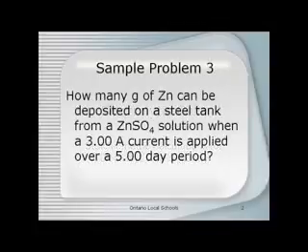Let's look at a sample problem where we're going to try to find out how many grams of zinc can be deposited on a steel tank from a zinc sulfate solution when a 3 amp current is applied over a 5-day period. So in this particular problem, we're going to solve for the amount of zinc that we can actually electroplate onto a steel tank.